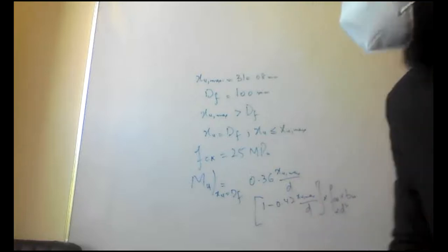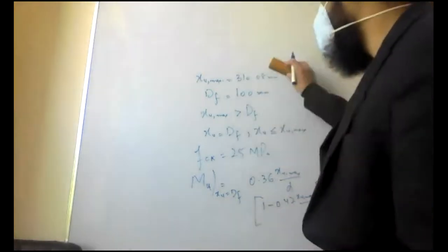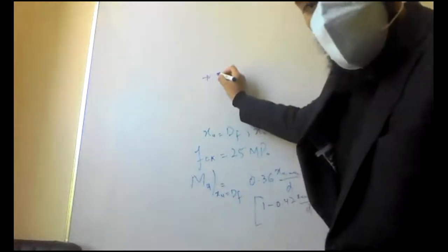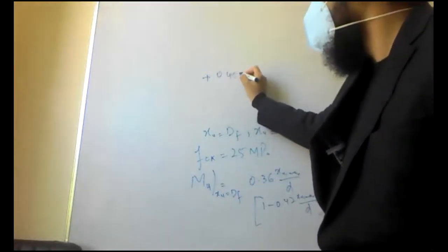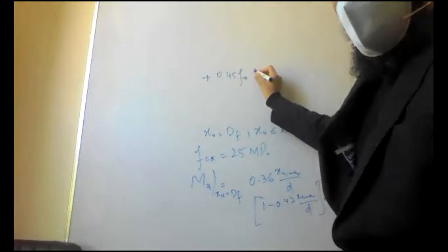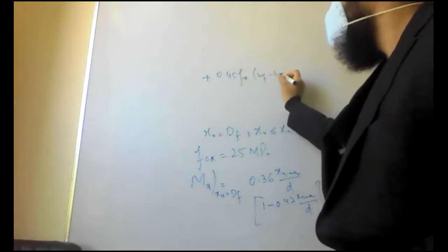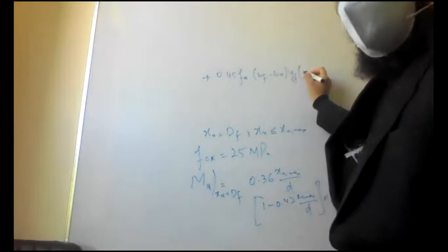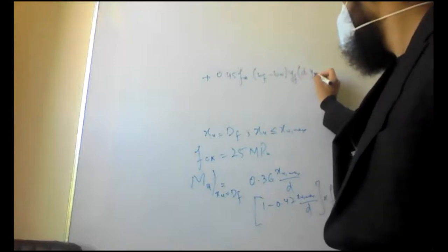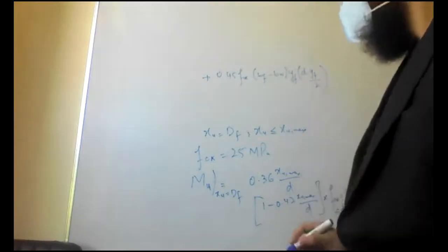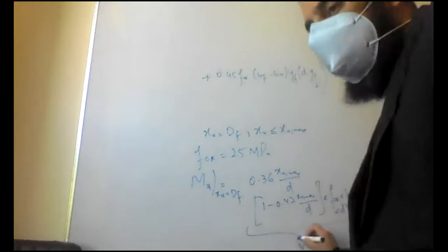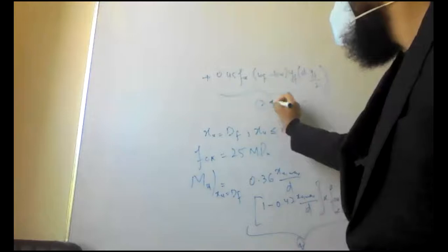This is one part of the equation, plus, I'll write it here, the other part, plus 0.45 FCK BF minus BW into YF into D minus YF by 2. This was part 1 of the equation, and this is part 2 of the equation.